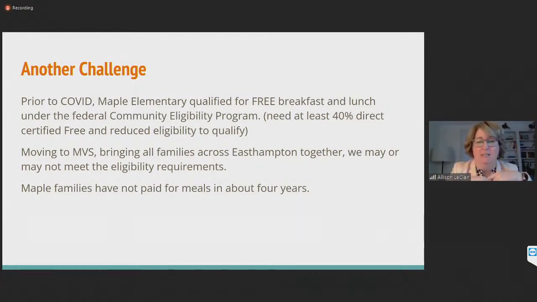So Dale is in the middle of working on this, submitting it to the state, but we may or may not qualify at Mountain View, and it may only be for certain grades, like maybe elementary, but the middle school kids will have to pay. So it will be a challenge for our families to get acclimated to this again.